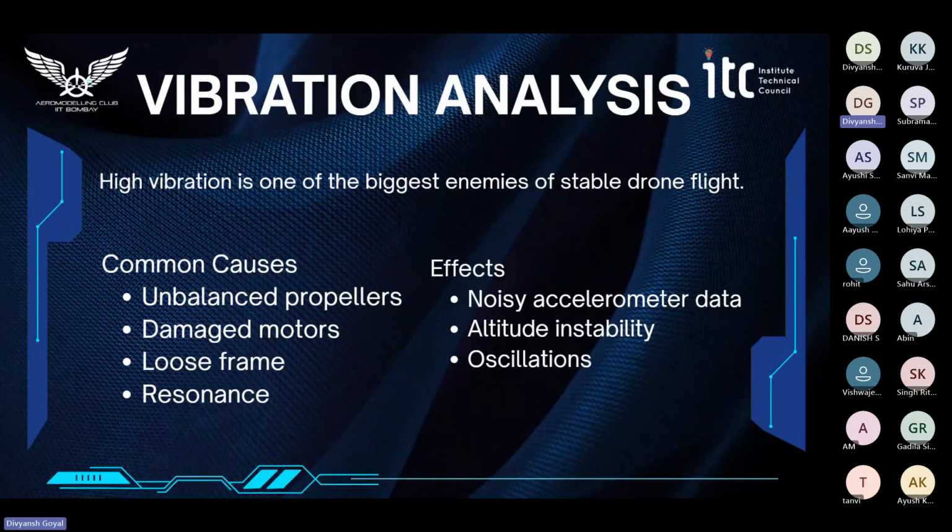And talking about vibrational analysis, vibration is the biggest enemy of stable drone flight. It can be due to an unbalanced propeller or a damaged motor, or your frame might be loose due to some loose screws, and there is some sort of resonance and oscillation occurring. So you have to look at the vibration analysis part of the flight log. It also affects the accelerometer data, which will ultimately affect the orientation of the drone. So we don't want that. We need to first check the vibrational analysis of our drone.